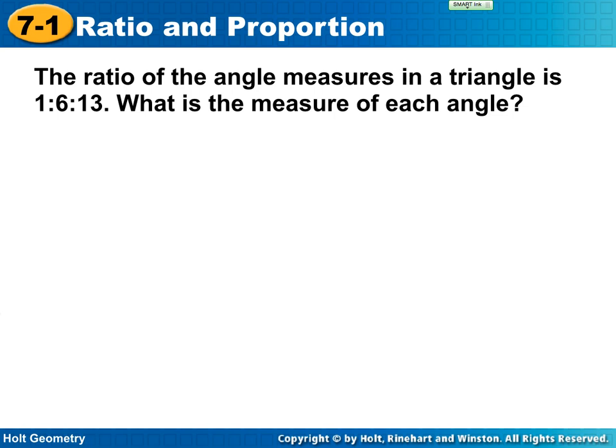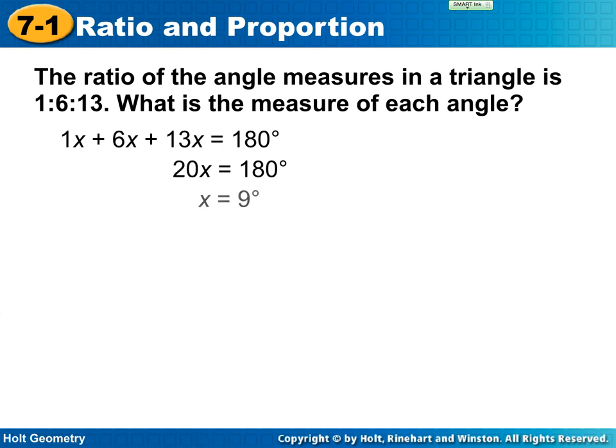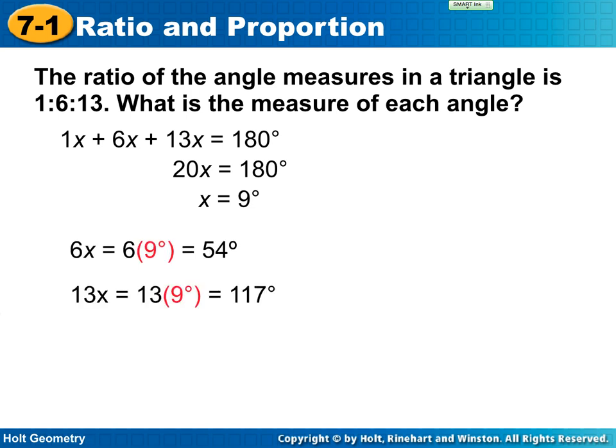Looking at your boards, I think most of you are doing it the right way. You got 1x plus 6x plus 13x equals 180. When you solve, x was 9, and each angle then would be 9 degrees, 54 degrees, and 117 degrees. All right, got the idea how you can use the ratio with the variable in order to multiply. Questions before I move on?